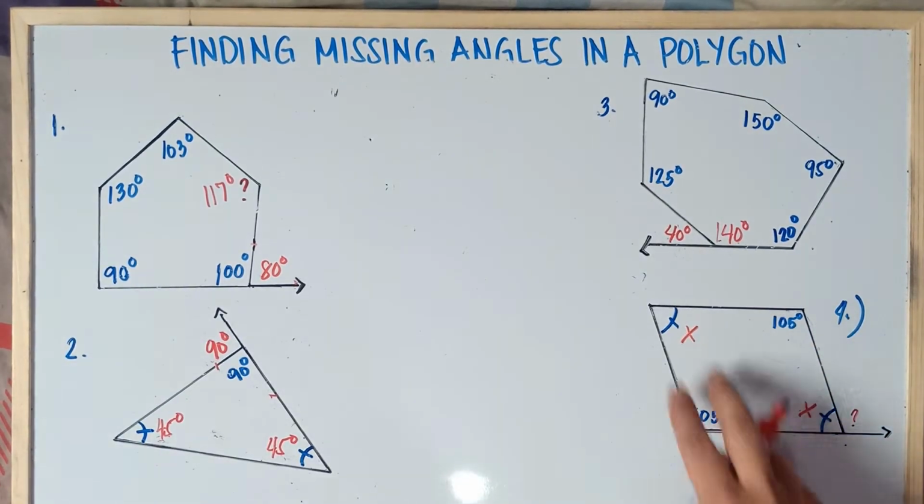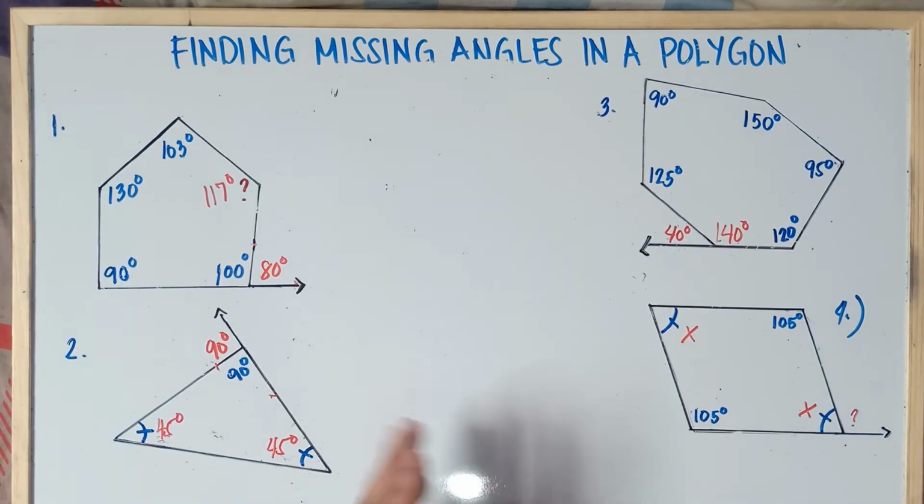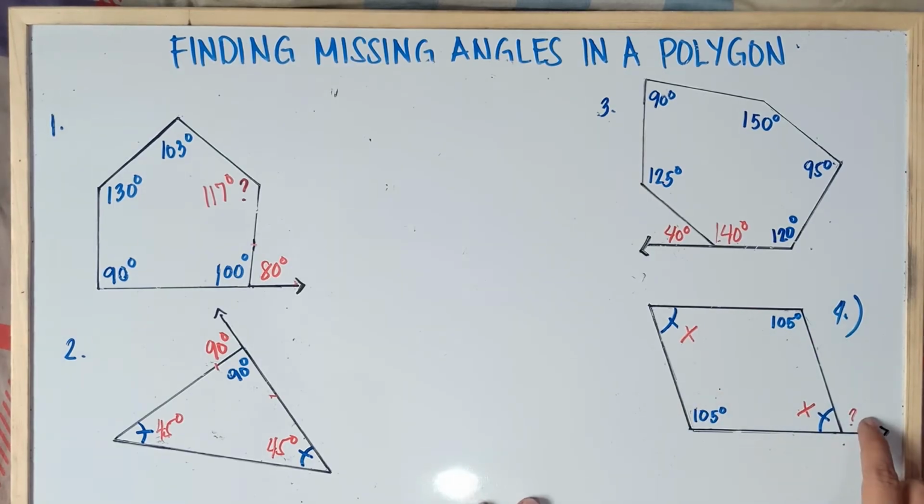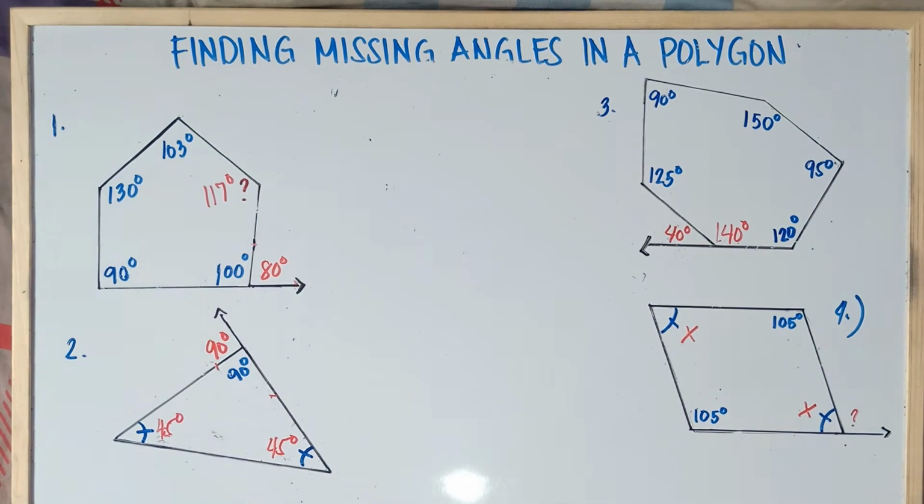So once again, we need to get the sum, and once we get the sum, we can do the equation. So find the sum. How many sides? 1, 2, 3, 4. 4 sides. We cannot find this angle because we don't have it, so let's find the sum.